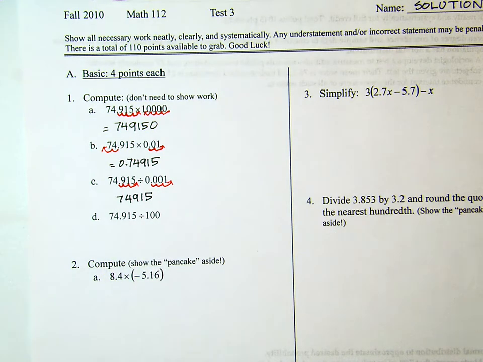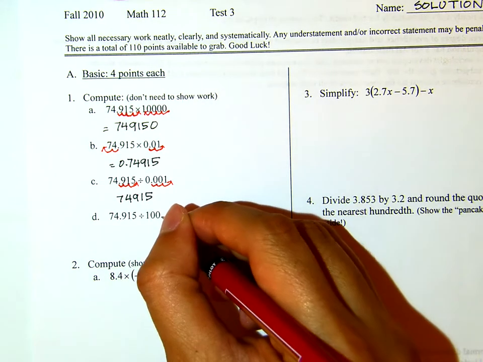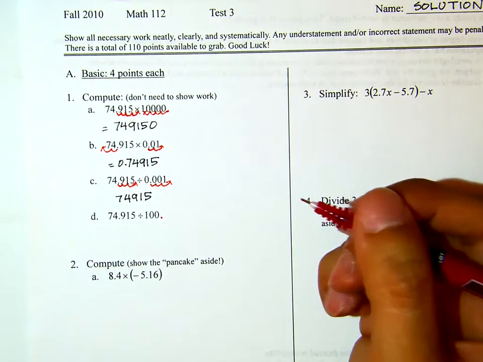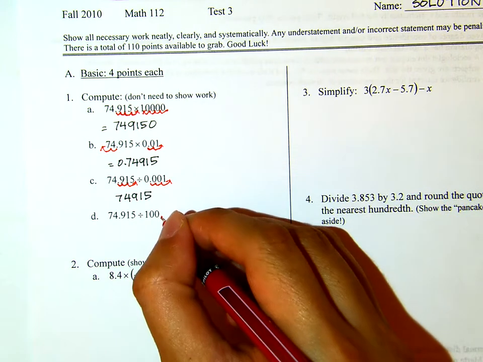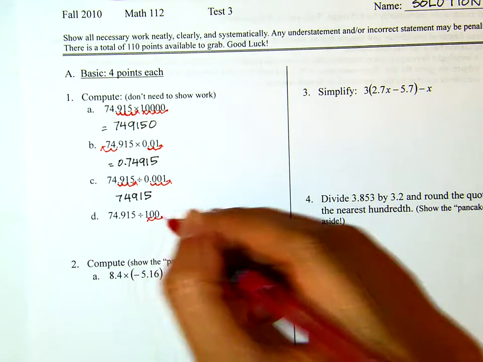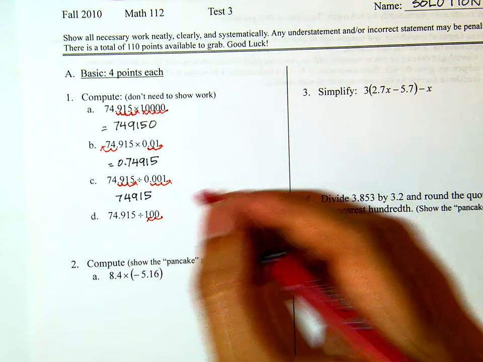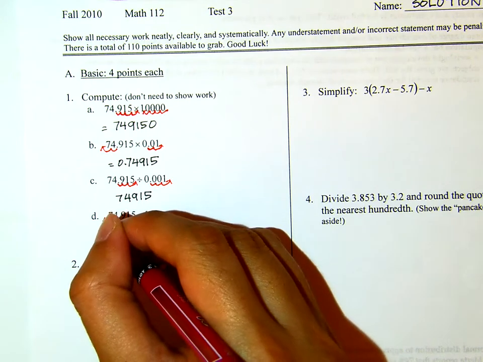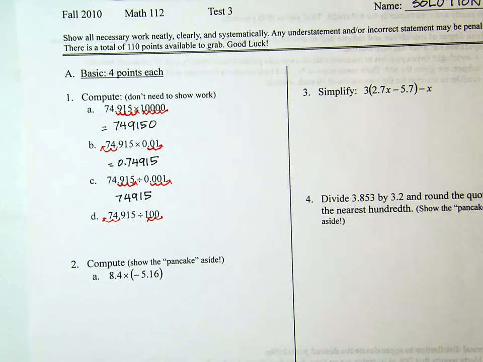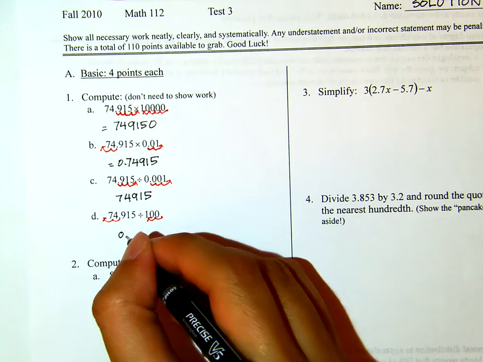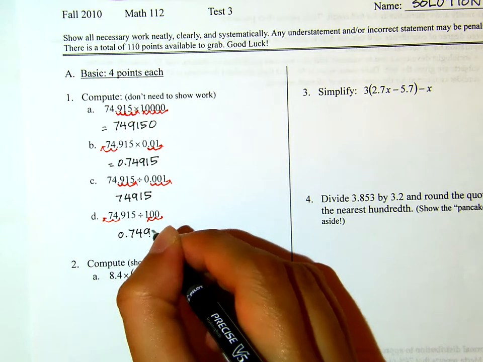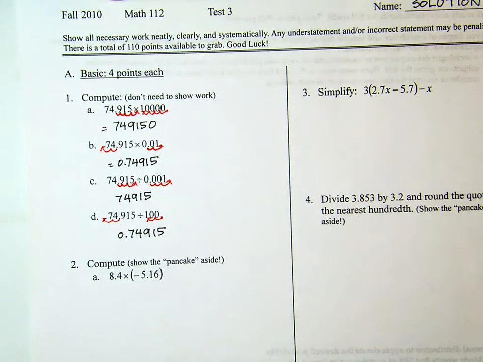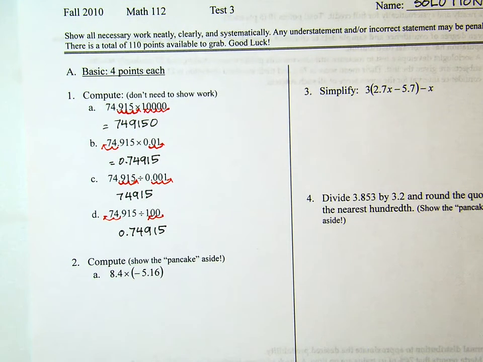For part D, you divide by 100, the decimal point is now here. To make it 1, I will move it twice to the left, and therefore here I move it twice to the left as well. This will then be 0.74915. Okay, that's for number 1.